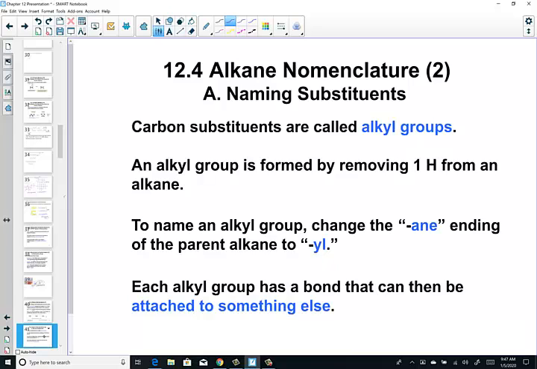So carbon substituents are called alkyl groups. Alkyl groups are formed by taking the parent chain and removing 1 hydrogen. So for instance, if I have methane, which is CH4, and it becomes a substituent group, it now removes 1 hydrogen, and in doing so, it gives it a space for bonding to the parent chain.